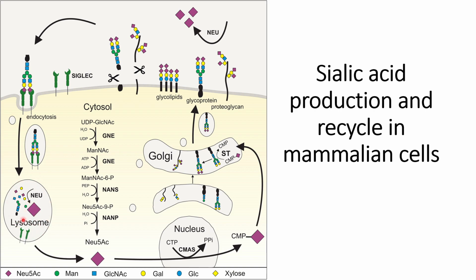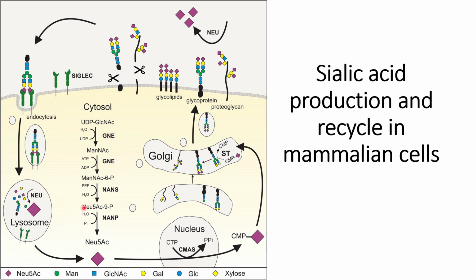and simultaneously, along with the carbohydrate structures, the sialic acids will also be recycled back into the nucleus, where they can again react with the help of CMAS to form CMP-sialic acid, and this cycle continues. And this is how sialic acid production occurs in the case of mammalian cells.